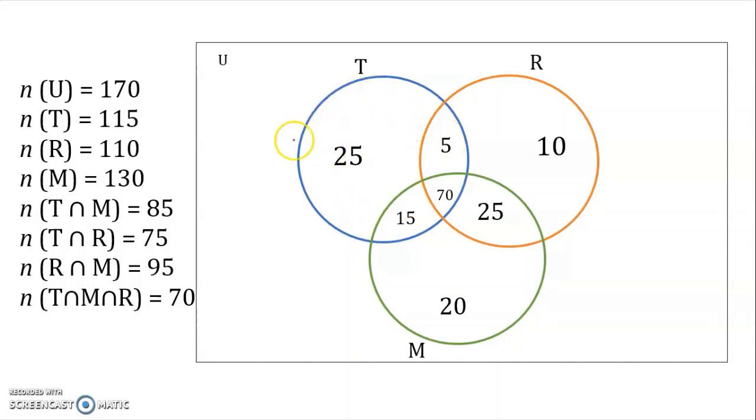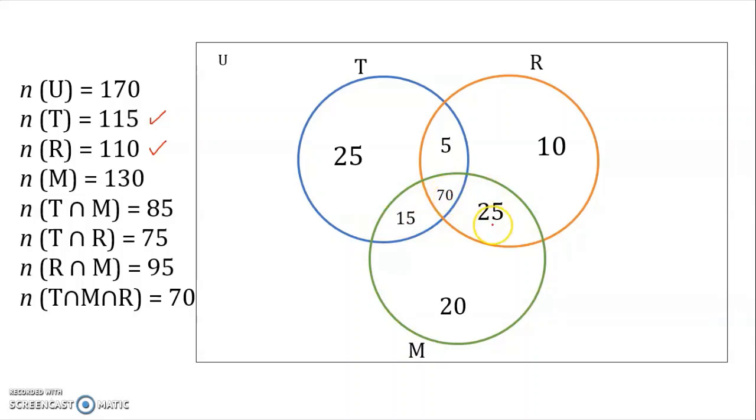So, pag i-add mo siya lahat, okay? 25 plus 5 is 30. 30 plus 70 is 100. 100 plus 15 is 115. So check. Okay, that is how to check kung tama yung ginawa natin. And then for set R, add natin lahat. 70 plus 5, 75. 75 plus 25 is 100. 100 plus 10 is 110. So tama din yan.